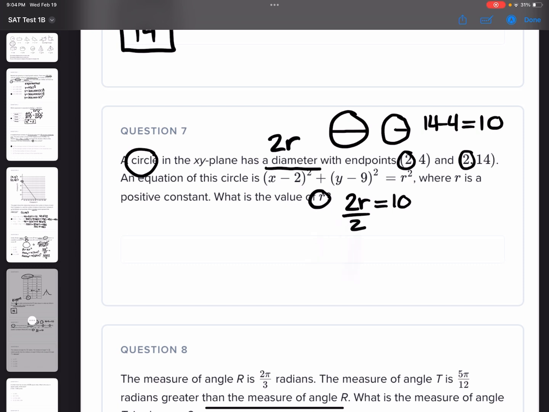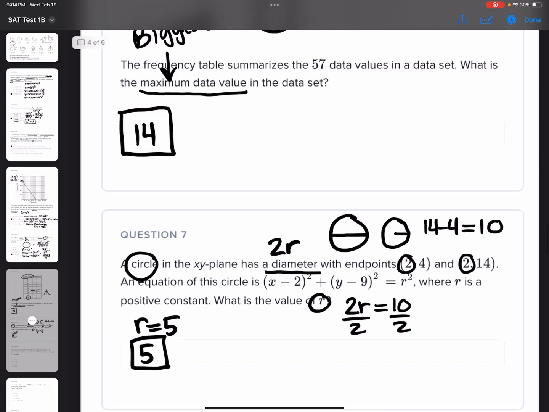If we solve for r, divide both sides by 2, r equals 5. So our value would just be 5. Remember, we don't need to include units in our answers, and I think it's physically impossible to try to type in any words or units into the free response question, so College Board won't even let you. So it's just simply 5, right?